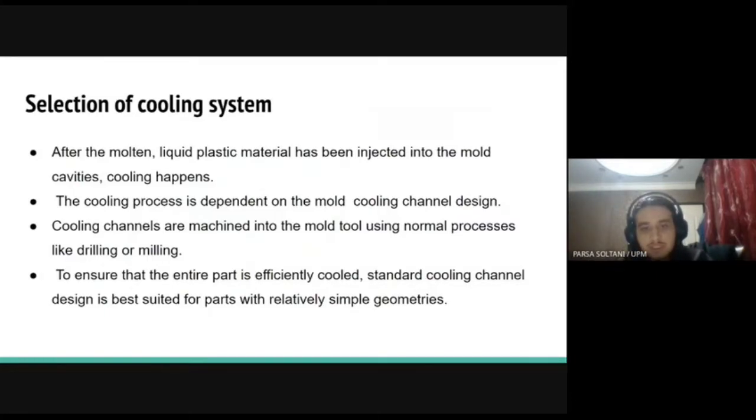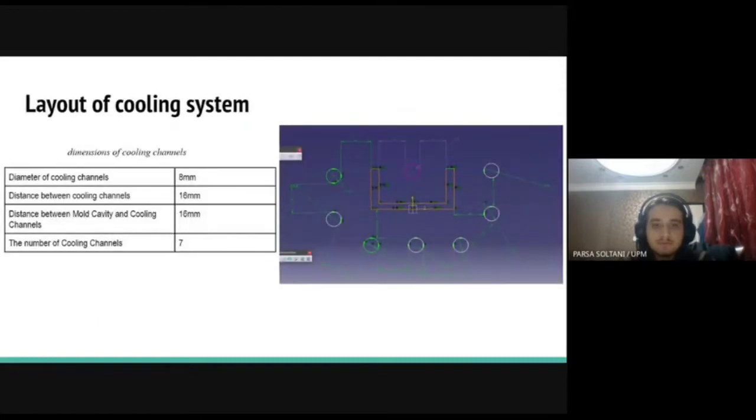Cooling channels are machined into the mold tool using normal processes like drilling or milling. To ensure that the entire part is efficiently cooled, standard cooling channel design is best suited for parts with relatively simple geometries. And as you can see, our part has very simple geometry. It's just a bottle cap, so not much complexity is required.